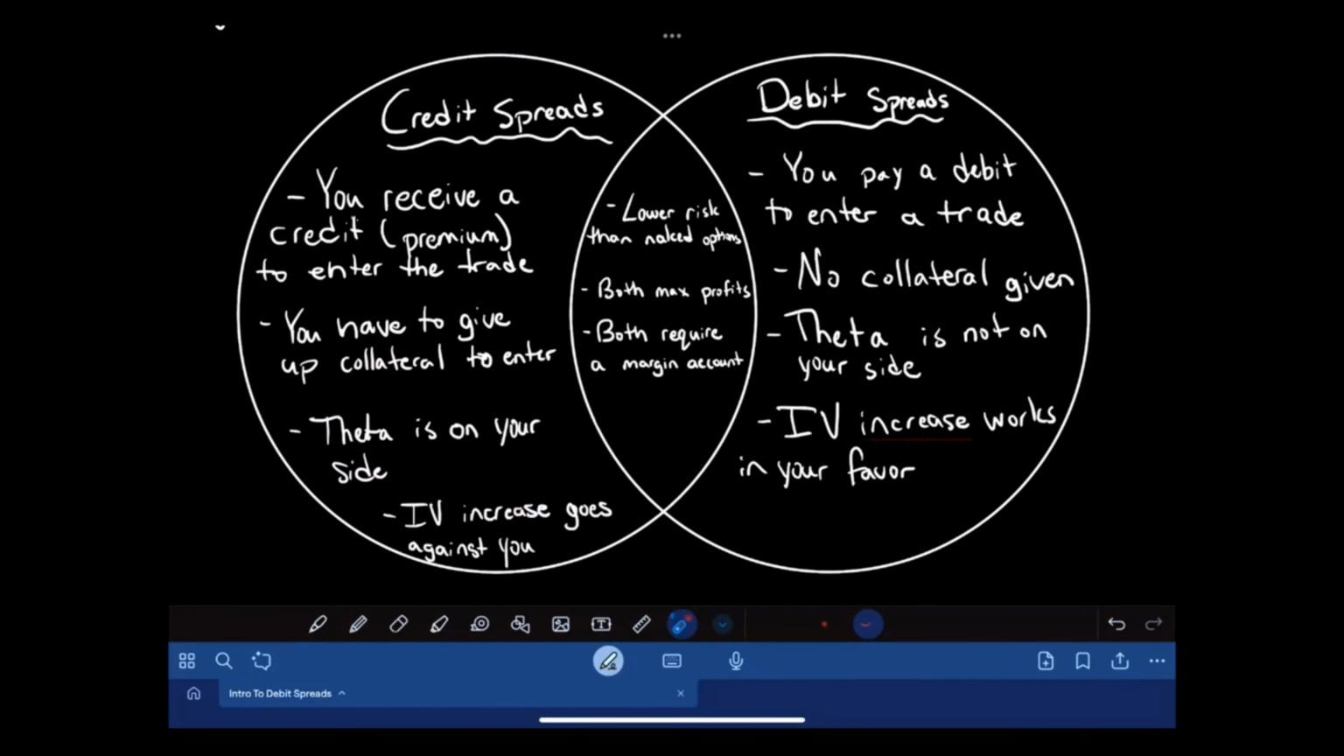So what's different about debit spreads is, as I said, you pay a debit to enter a trade. You don't have to give any collateral. Theta is not on your side, so theta is again something that will affect your trade, and IV increase is actually good.